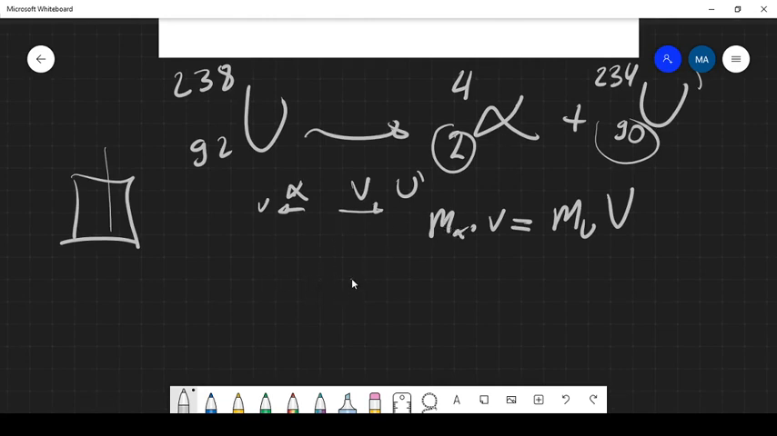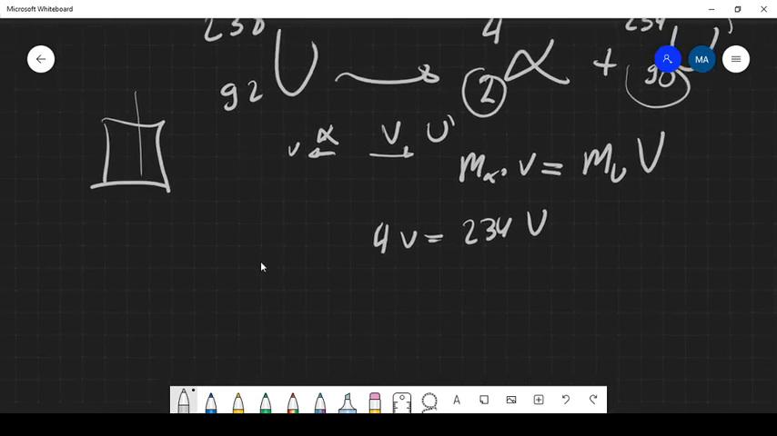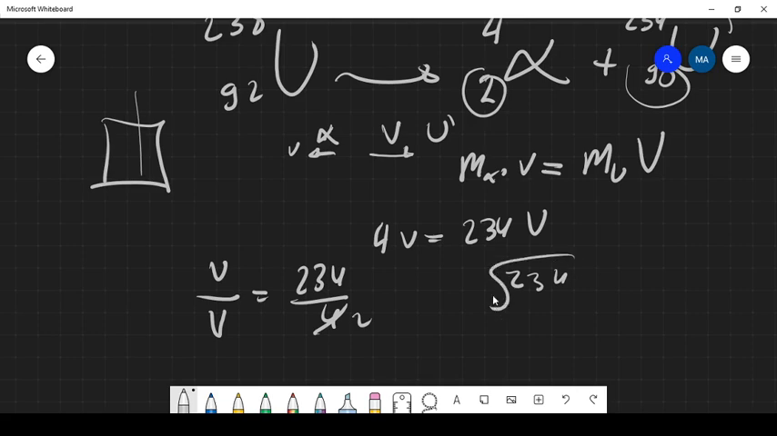Well, the mass of alpha is 4 multiplied by small v is equal to 234 multiplied by big V. So he wants what? He wants small v divided by big V. So small v divided by big V is 234 divided by 4. Divide by 2, and we'll have 117 divided by 2.